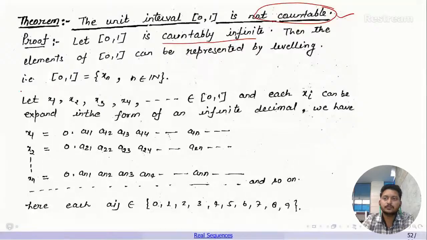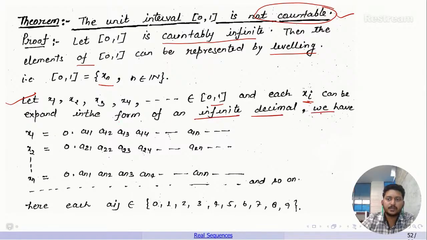Then every element of 0, 1 can be represented by labeling like this, where x and n belong to the natural numbers. Let the labeling be like this, belonging to 0, 1, and each xi can be expanded in the form of an infinite decimal. So for x1 we have 0 dot a11 a12 a13 a14, and so on. For x2 a number like this comes, and so on up to xn. Here each aij belongs to the digits 0 1 2 3 4 5 and so on. Okay.